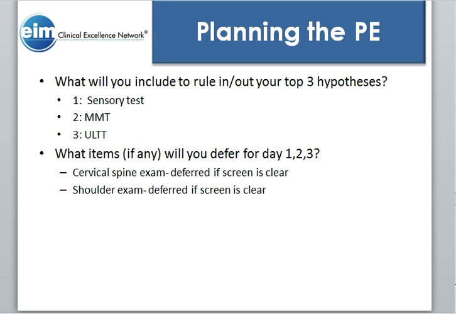to rule in or out some of the hypotheses, using sensory testing, and MMT for level of lesion, and ULTT to rule out any entrapment, to see if there's any change with putting that tension on. And if I were to defer anything, it would just be the full cervical and shoulder exam if the clearing test was negative.